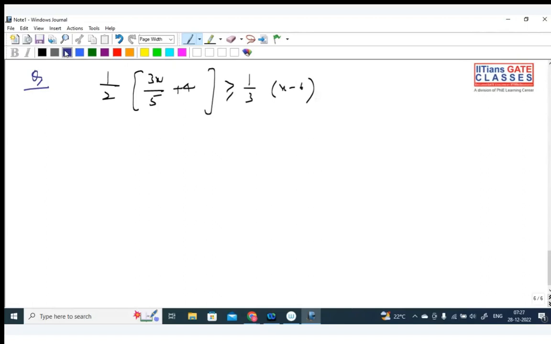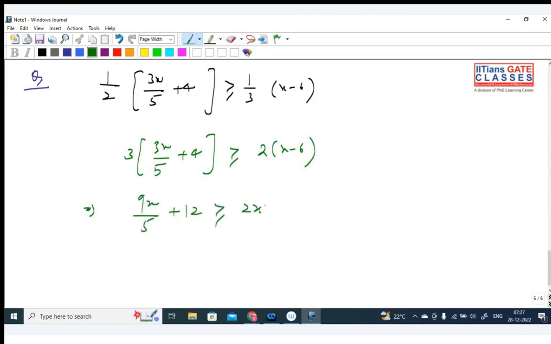So what you can do here is you can just take this 3 this side, and 2 that side. So this becomes 3 times of (3x by 5 plus 4), and this will be 2 times of (x minus 6). Now you can multiply inside this 3. So 9x by 5 plus 12 and 2x minus 12. So this becomes, you can take this 2x this side, 9x by 5 minus 2x, and minus 12 minus 12 this side. Now you can solve this further.